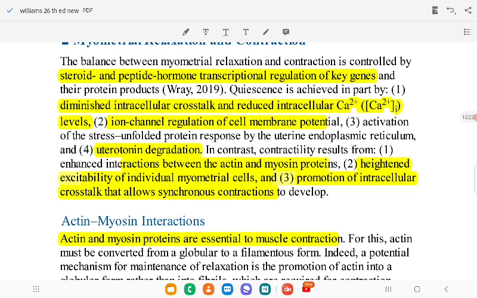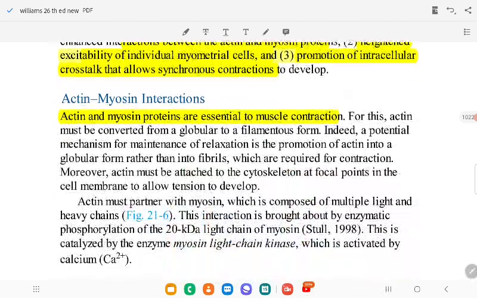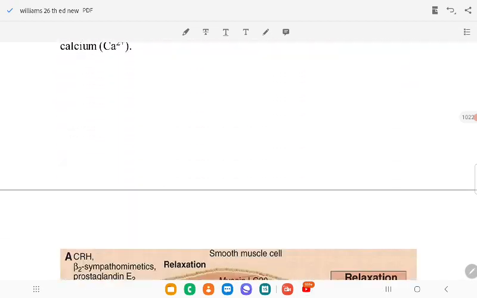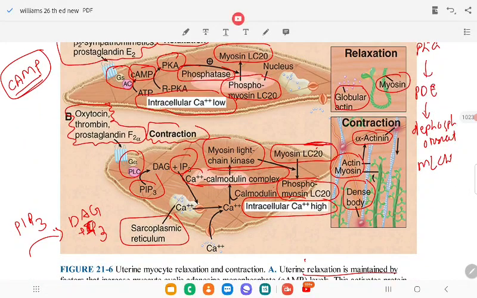What are the factors that maintain the uterine contractility? Enhanced interaction between the actin and myosin protein. First one, the heightened excitability of individual myometrial cells promotes intracellular crosstalk and allows the synchronous contraction to develop by the help of calcium, and actin-myosin interaction. Okay, you understand this thing?